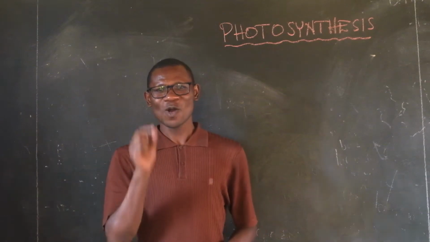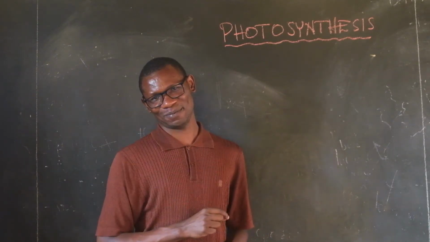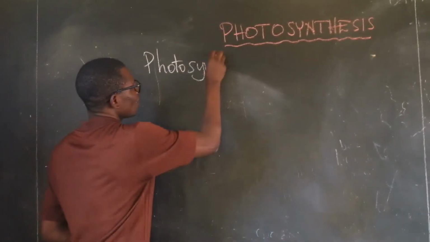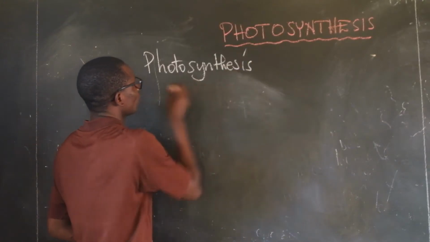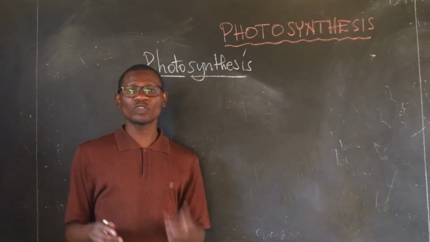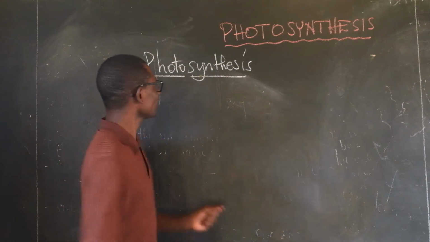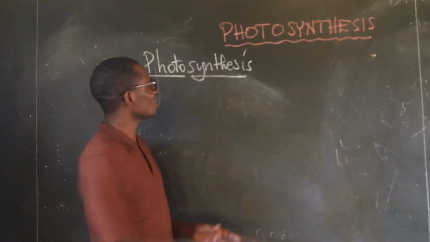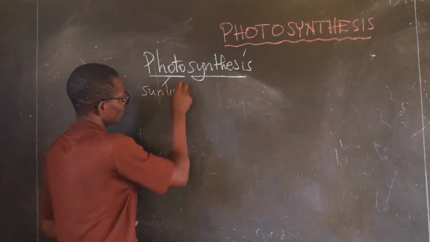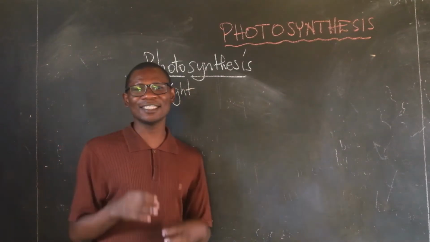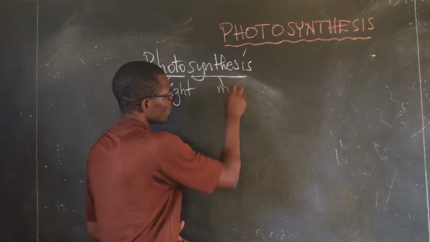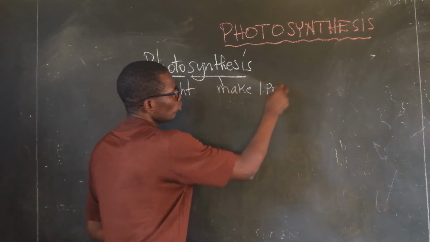Welcome once again. What is photosynthesis? From the word photosynthesis, there are two words which combine to form one word. Those words are photo and the next one is synthesis. Photo means sunlight or the energy from the sun. Two, synthesis means to make or to produce.